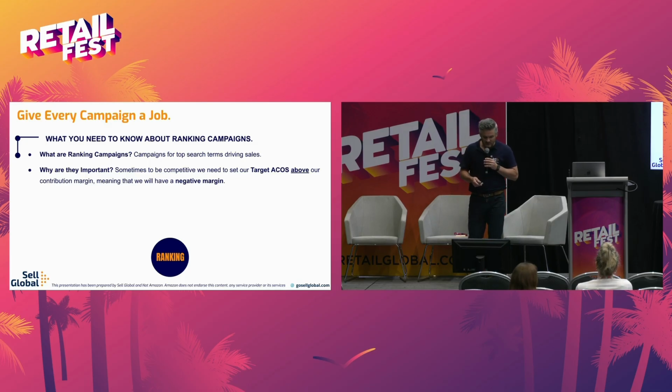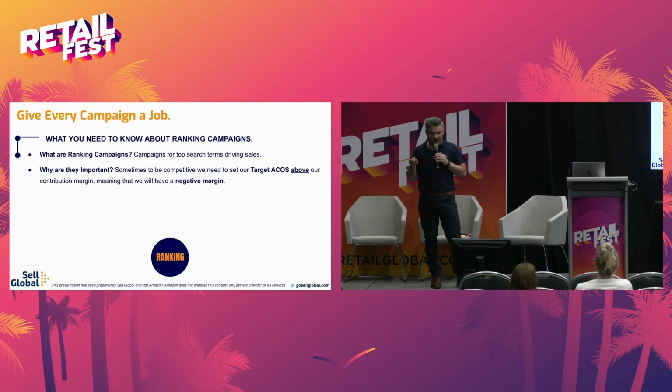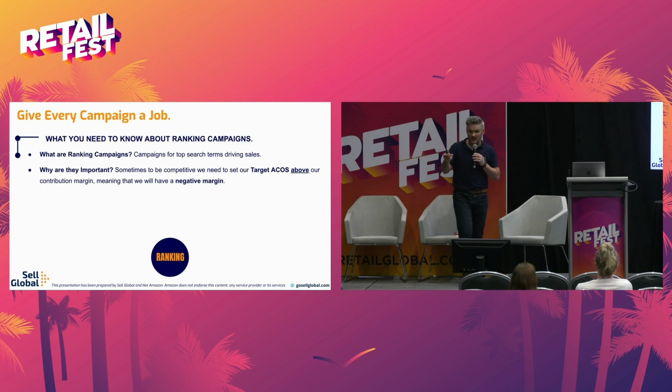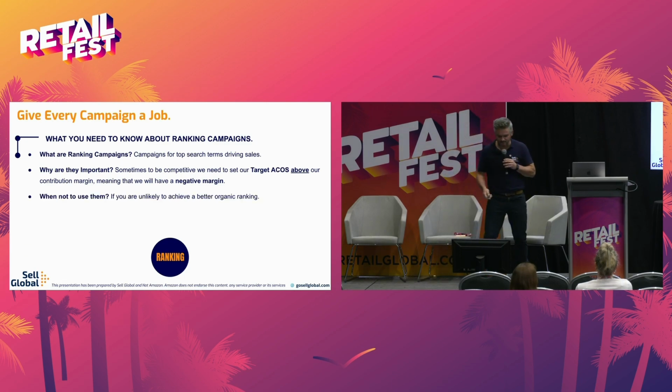Why are they important? Sometimes to be competitive, we need to set our target ACOS above our contribution margin, meaning that we'll have a negative margin. There's certain search terms on Amazon that drive a lot of volume, and to be competitive on those, we do need to understand that we might need to set our target ACOS above what we can afford from a contribution margin point of view. But the important part there is that we understand that that's what we need to do, and we know how much margin we're giving away to be on those.